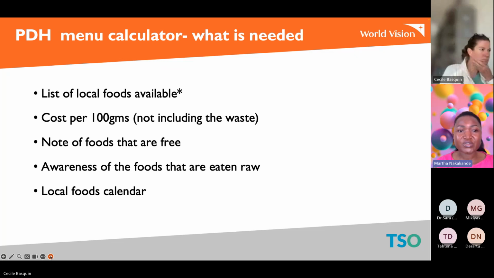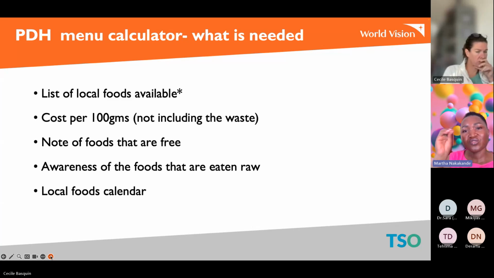So what you need, in simple terms, you need the local foods that you're going to work with. You need the cost per 100 grams of each food item, not including the waste. So for example, if it's an orange, you need the cost per 100 grams, not including the peels of the orange. If it's a banana, you need the cost of 100 grams, not including the peel of the banana. And we'll see, because it's something easy to do.